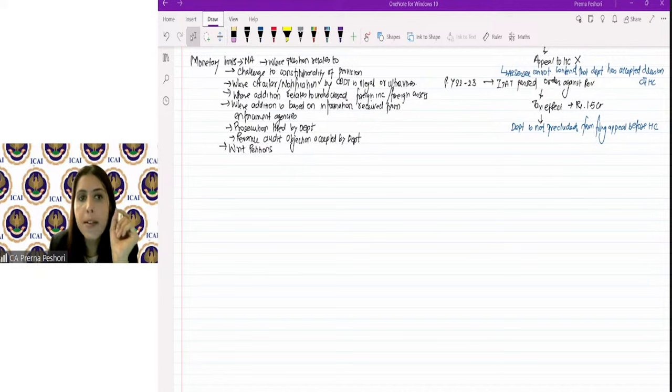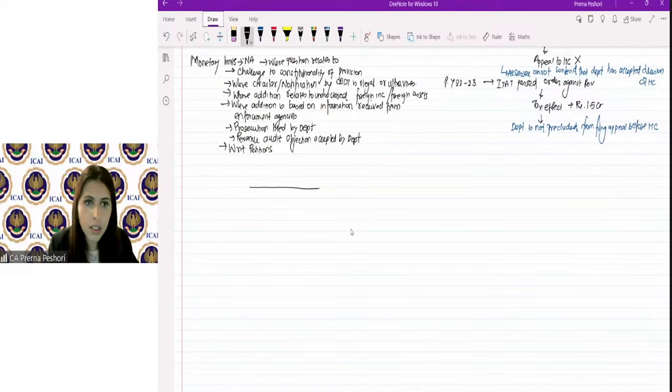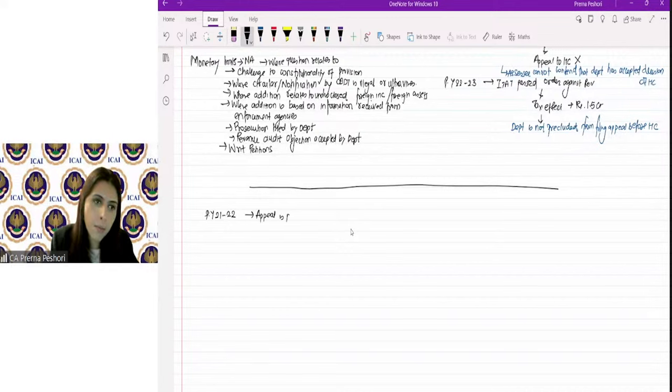So, in respect of the appeals before the High Court and the Supreme Court, there is a provision which says that in case of the appeals which are filed by the assessee before the High Court or before the Supreme Court. Now, it's quite possible, students, that let's say, for example, for the previous year 21-22, the appeal is pending before the High Court. This appeal is by the assessee. And there is an identical issue for previous year 22-23. There is this identical issue which has arisen in the assessment.